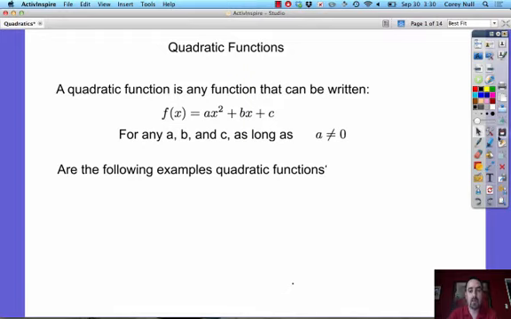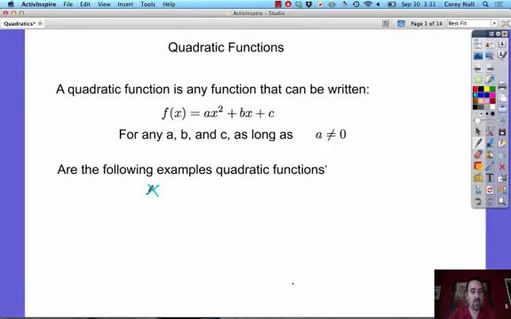f(x) = ax² + bx + c. Now this is where a, b, and c are just plain old numbers, okay, and x is the variable. And for this to really be a quadratic and not a line, a has to be a number. It can't be zero, rather. It has to be a non-zero number. Okay.